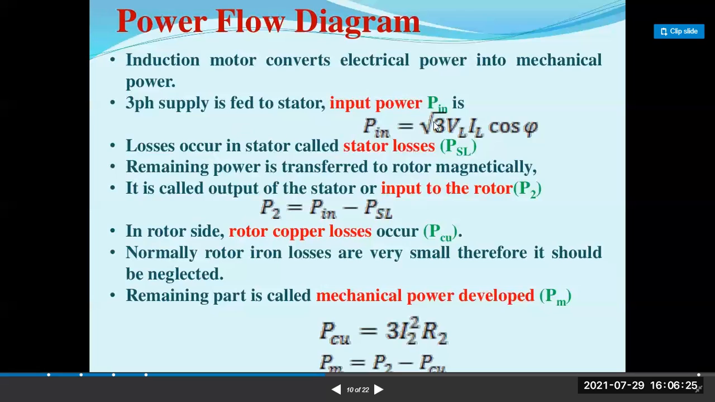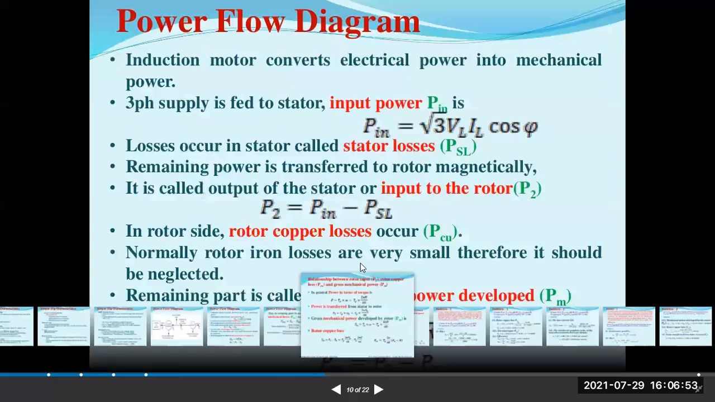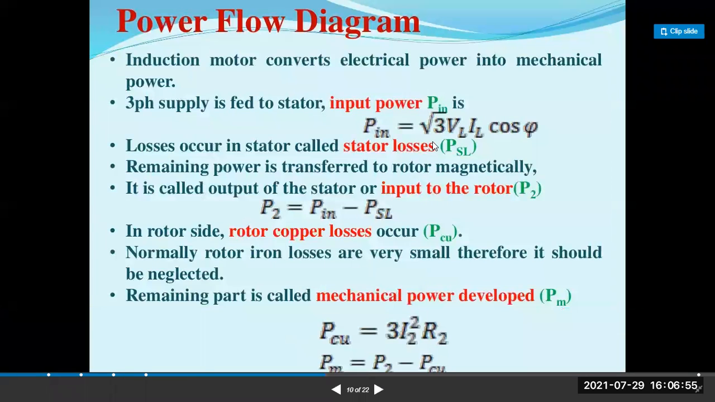Now, if you are giving the supply, then there will be losses in the stator. That is called stator losses, that is PSL, that is your 3 I1 square R1. Stator loss will comprise two types of losses that we have discussed. First one is stator copper loss, and one is your stator core loss. Core loss is constant. The only variable is the stator copper loss, that means I1 square R1. Because of three phase, we will deal with 3 I1 square R1. So from here, stator losses will occur.